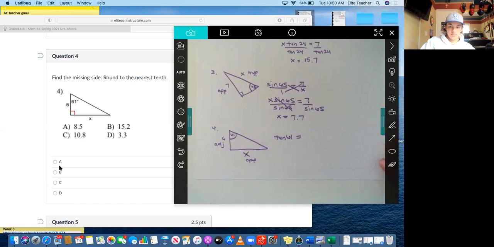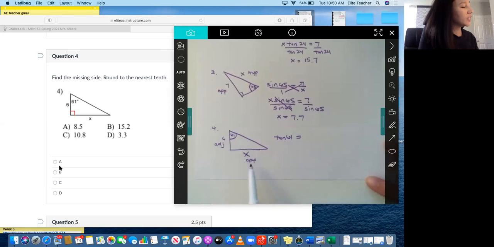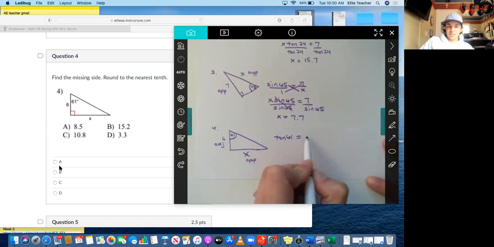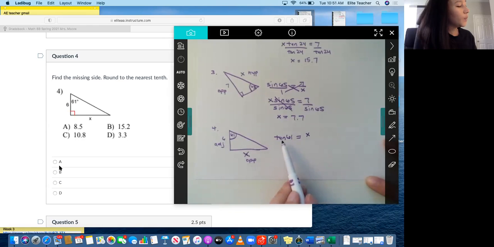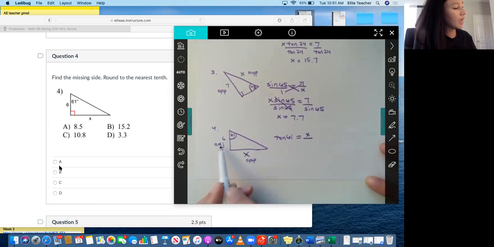So the tangent of 5 over 12, let me do that quick. Wait, no, I'm looking at my chart. I'm all over the place right now. Okay, opposite side over the adjacent side. So we're still trying to find the sides. So it's just the tangent. We already know the angle is 61. So it equals our opposite side, which is x, divided by our adjacent side, which is 6.